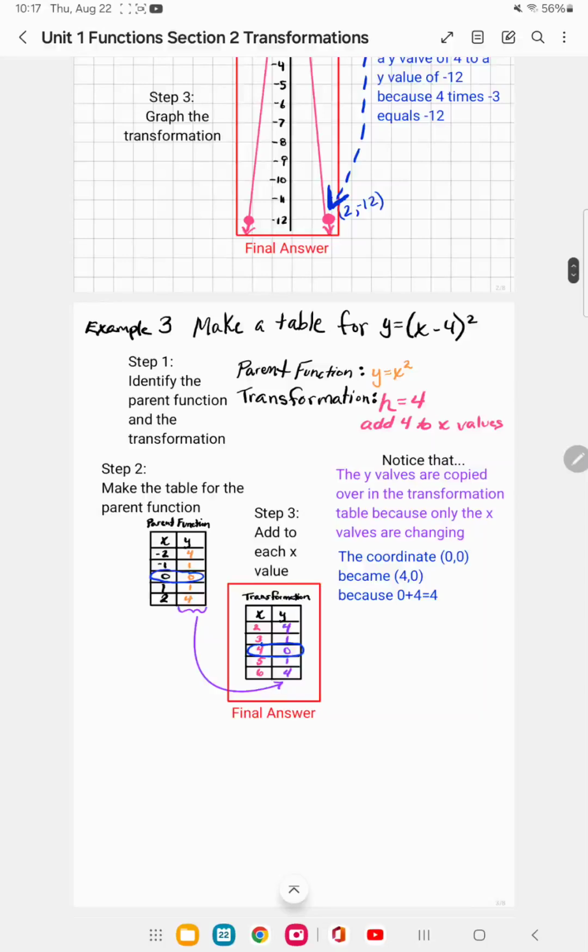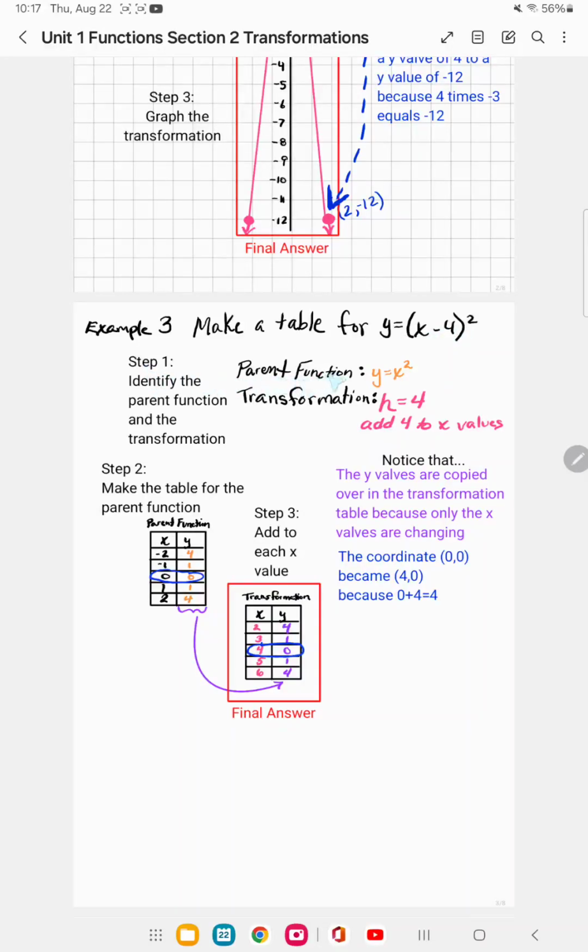Example 3. Make a table for y equals x minus 4 squared. So now we have a different transformation. It's no longer in the a spot. Now it's inside the parentheses being subtracted from x. So we know that this is h.